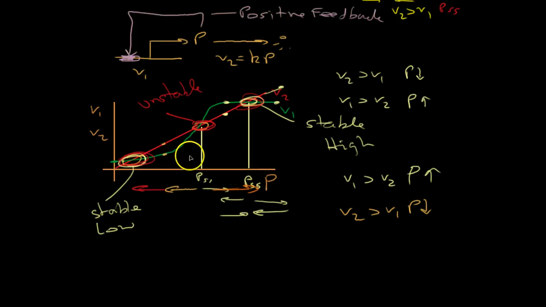So here we have a system that uses positive feedback that has three steady states, two stable and one unstable. Okay, so we'll continue this discussion in the next video.